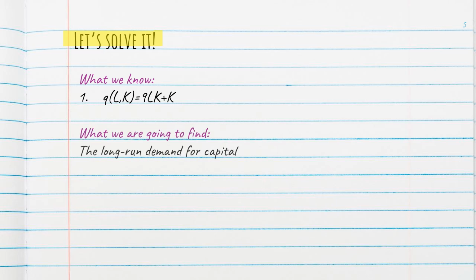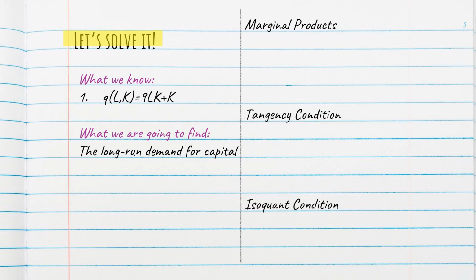Let's see how we go about solving for this demand curve. So here's what we know. We know that the production function is 9L times K plus K. We are trying to find the long-run demand for capital. We're going to solve this using standard methodology, which means we need to find the marginal products, the tangency condition, and we also need to establish the isoquant condition.